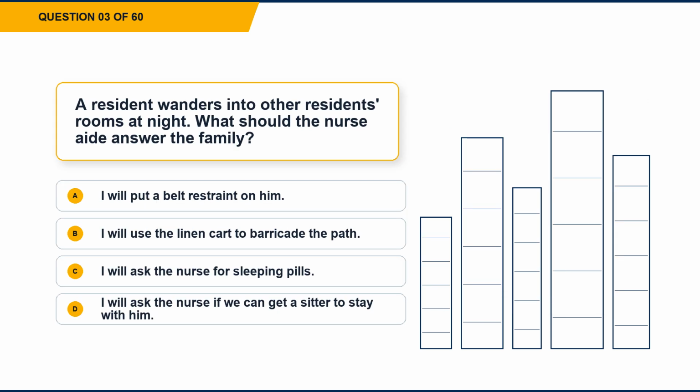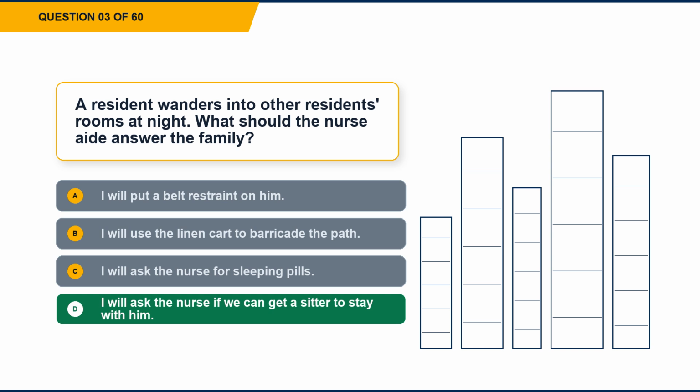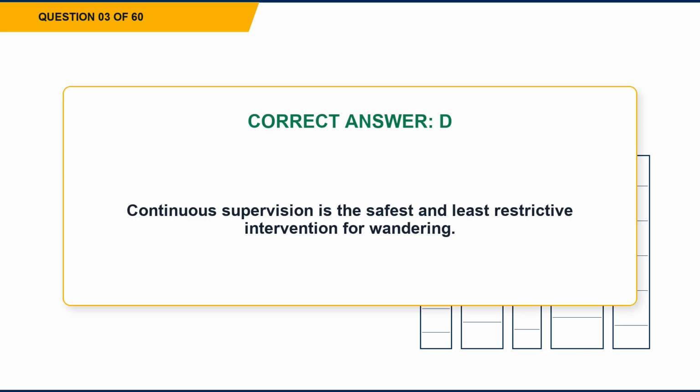Question 3. A resident wanders into other residents' rooms at night. What should the nurse aide answer the family? Option A, I will put a belt restraint on him. Option B, I will use the linen cart to barricade the path. Option C, I will ask the nurse for sleeping pills. Option D, I will ask the nurse if we can get a sitter to stay with him. The correct answer is option D. Explanation: continuous supervision is the safest and least restrictive intervention for wandering.